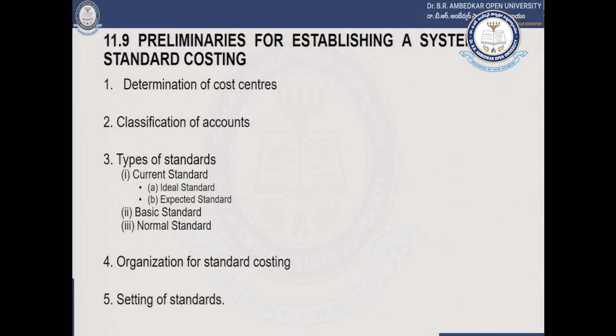Before we analyze the variance analysis, we need to understand how to establish a system of standard costing. The system of standard costing can be established in 5 stages. The first stage is the determination of cost centers, the second stage is the classification of accounts, the third stage is the types of standards that can be determined, the fourth stage is organization for the standard costing, and the last stage is setting of standards.